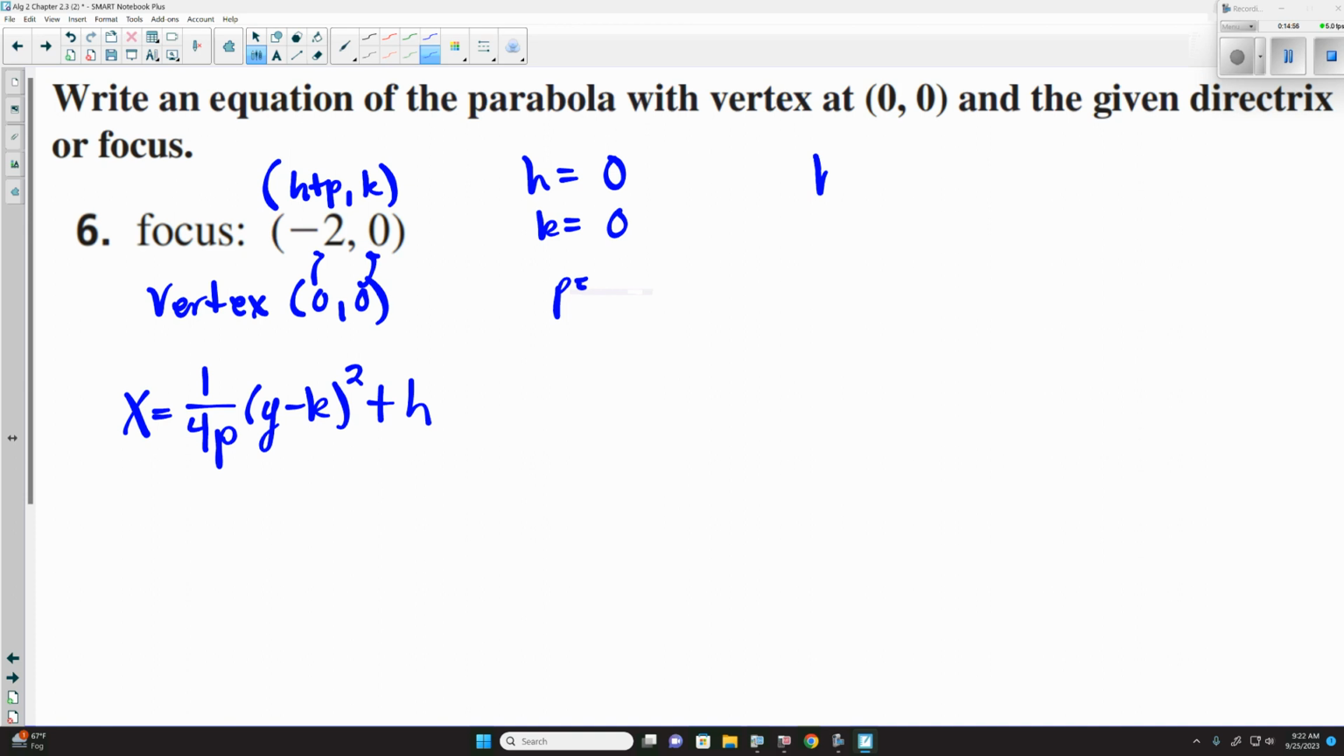Now what this is also telling us is that h plus p is -2. Finding the value of p from the focus, especially with this, is even easier because we're saying 0 plus p is -2, or that p is -2.